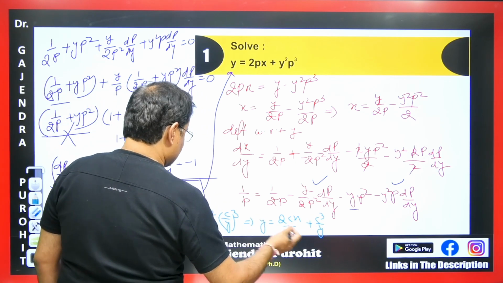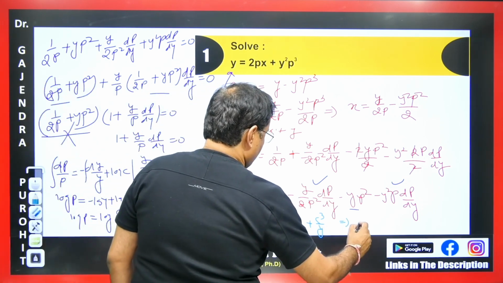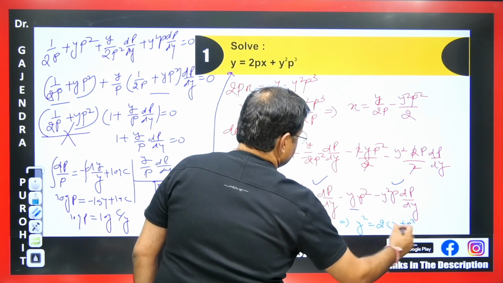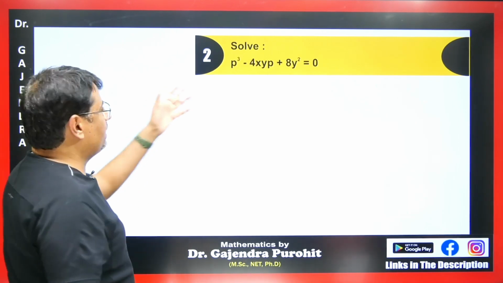So we will get the answer. If we take y to this side, we will get the answer, which is y square is equal to 2cx plus c cube. This is the correct answer. In this way, we solve this type of question here. Is it clear? Now let's look at this question.